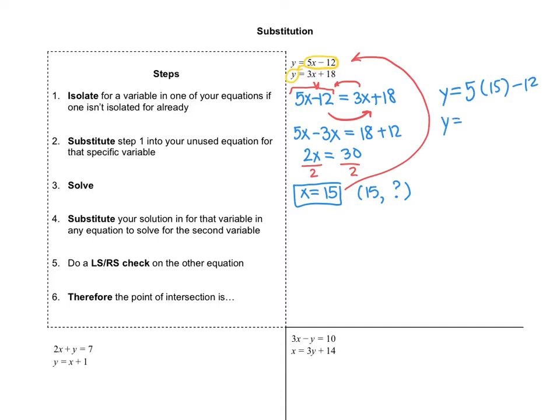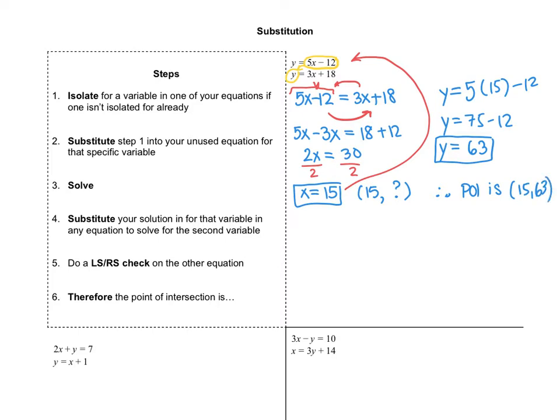And now I just clean this up. 5 times 15 is 75. And 75 subtract 12 is 63. So there's the y coordinate. And now I can write my therefore statement. Therefore, the point of intersection is (15, 63).